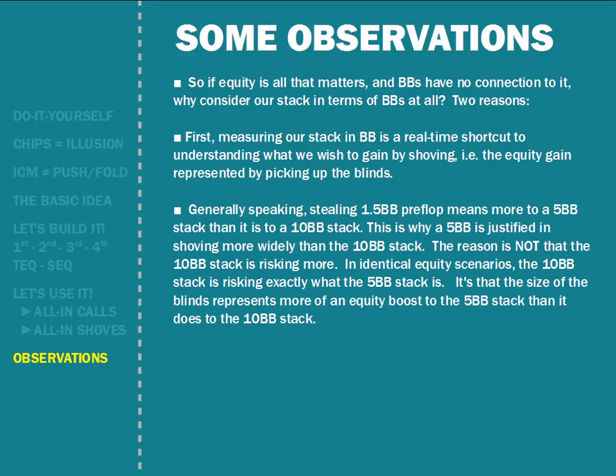And this is really why a 5 big blind stack is justified in shoving more widely, everything else being equal, than a 10 big blind stack, even with the same equity. The reason isn't because the 10 big blind stack is risking more, right? In identical equity scenarios, the 10 big blind stack is risking exactly what the 5 big blind stack is. It's the size of the blinds. What it is is that the size of the blinds represents more of an equity boost to the 5 big blind stack, as I said, than it does to the 10 big blind stack.